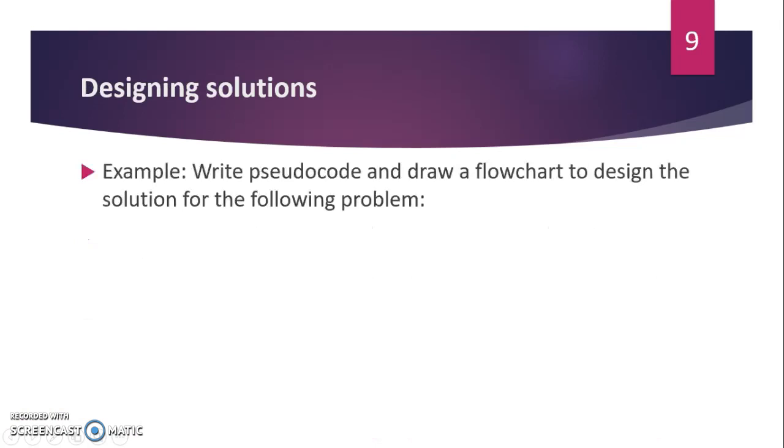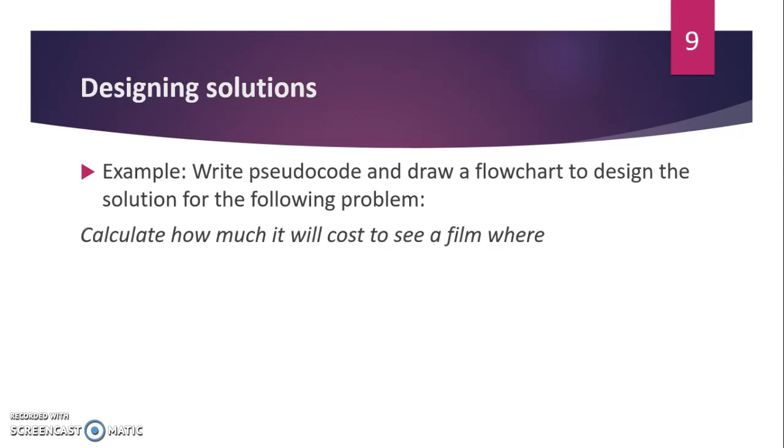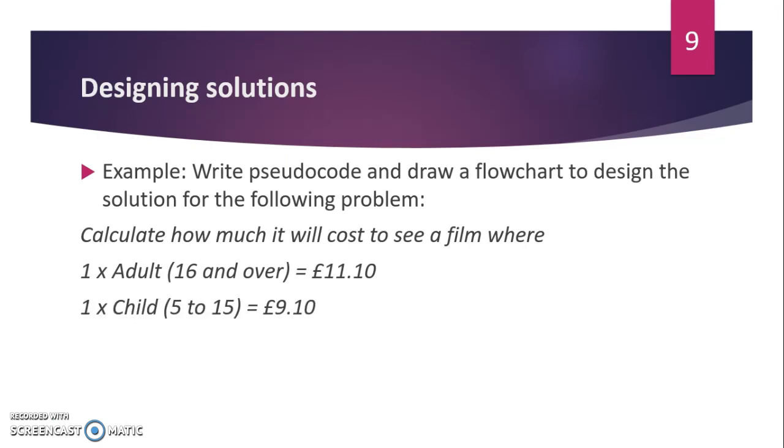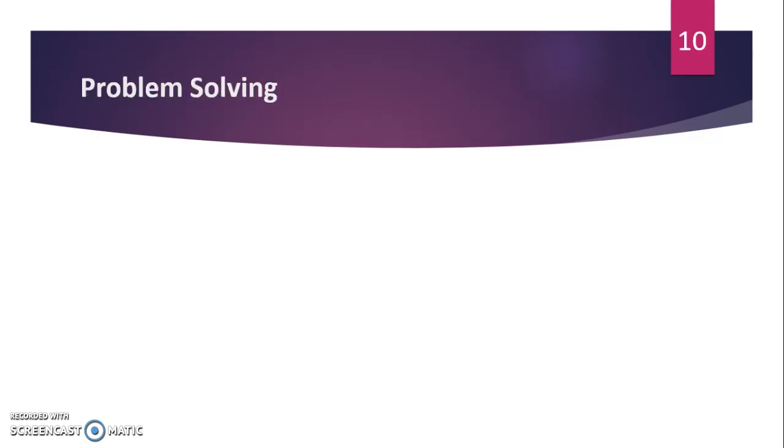So when we look at designing solutions, we might say that we want to write pseudocode and draw a flowchart to design the solution for a problem. So we might want to calculate how much it will cost to see a film where an adult is £11.10, a child might be £9.10. If the child is under 5, they don't have to pay.